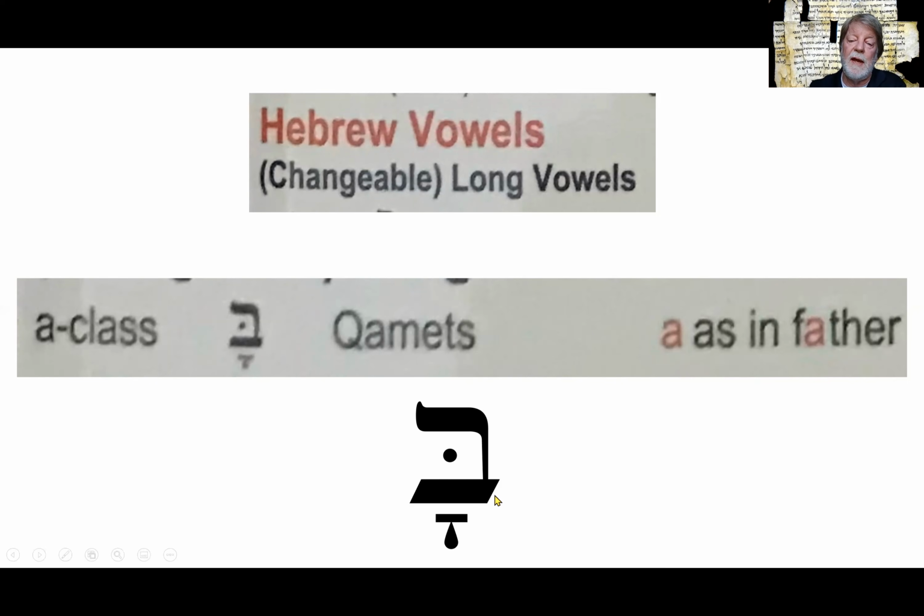Down below, we have the large printed form of the bet, which is just the sample. I need to emphasize that the bet is not a part of the vowel. The vowel comes underneath it. It's a T-shaped little symbol, and it's called a kamatz. And it is pronounced as a kind of short ah sound, as in father.